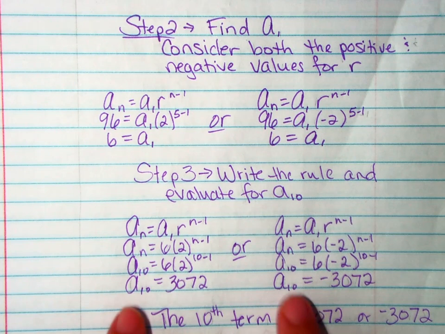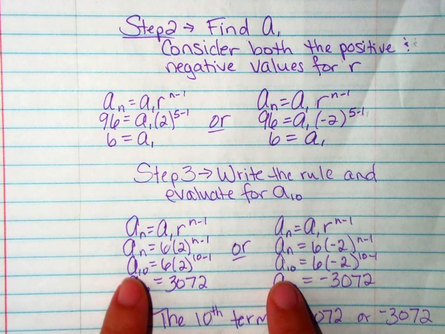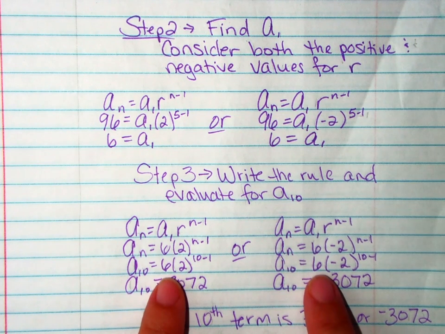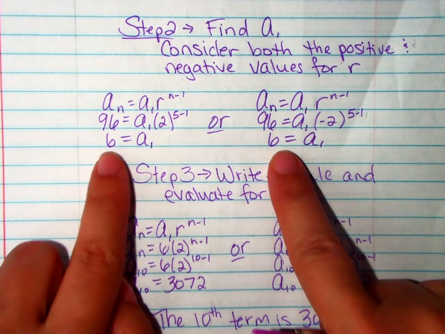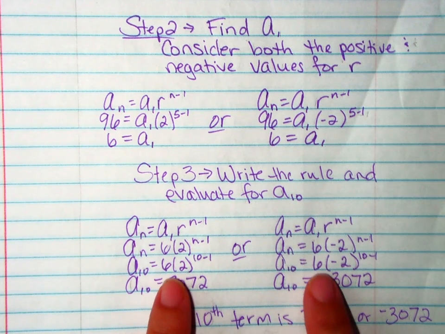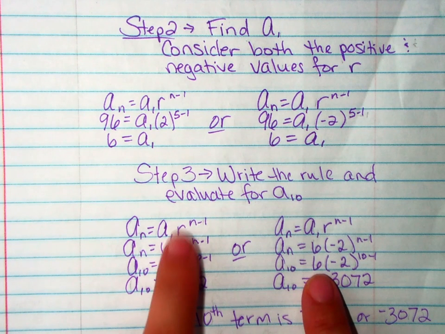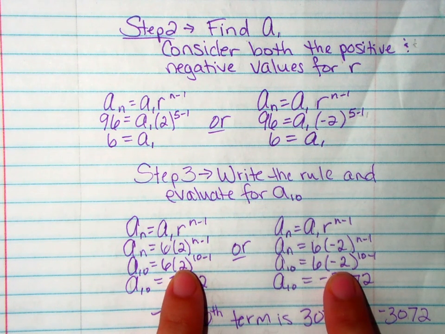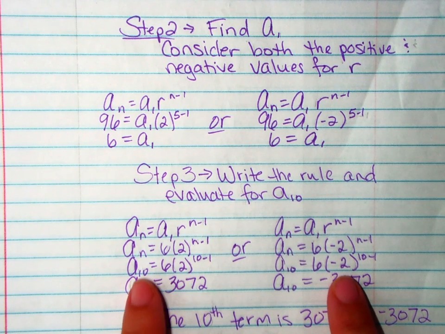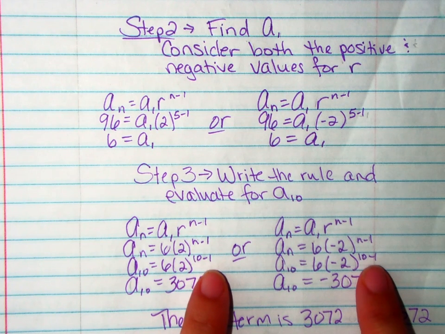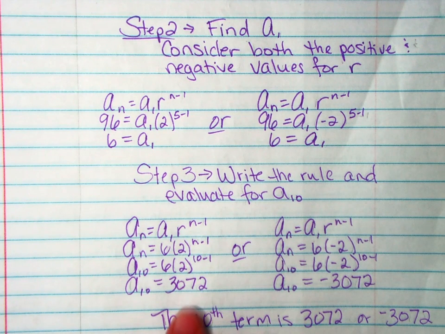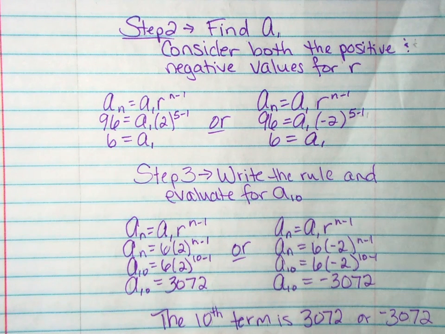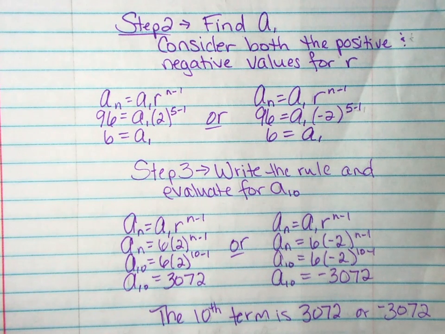And I'm just going to fill in. So if I need the 10th term, I'm going to do a sub 10 equals. My a sub 1, we just found out, doesn't matter. They're both positive 6. The ratio, one's positive 2, one's negative 2. And because it's the nth term, I'm going to do 10 minus 1. So I get 3,072 or negative 3,072. So the 10th term is either.